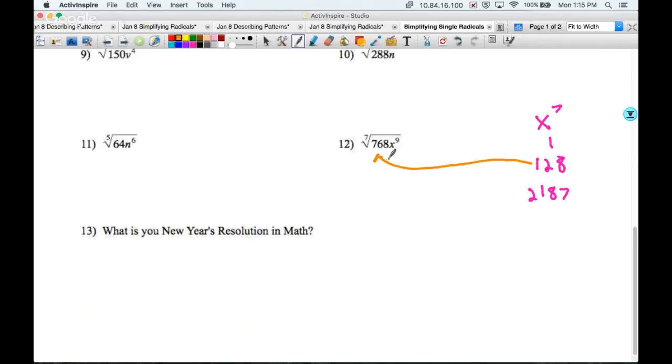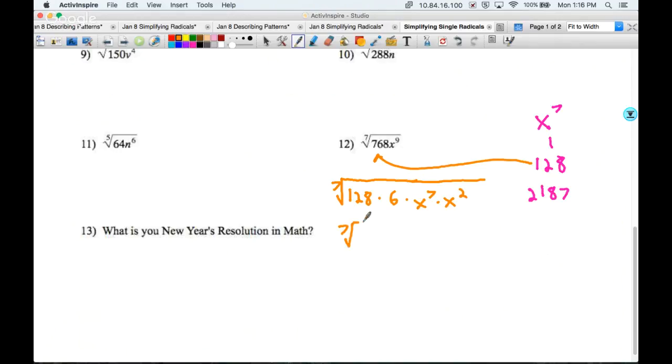And if it can fit into that 768 evenly. So let's look at that. 768 divided by 128 equals 6. So that means that this can be rewritten as the seventh root of 128 times 6. That x to the ninth, I'm going to repackage it as an x to the seventh times x squared. Notice there's still 9 x's there. We've just split them into a group of 7 and a group of 2.